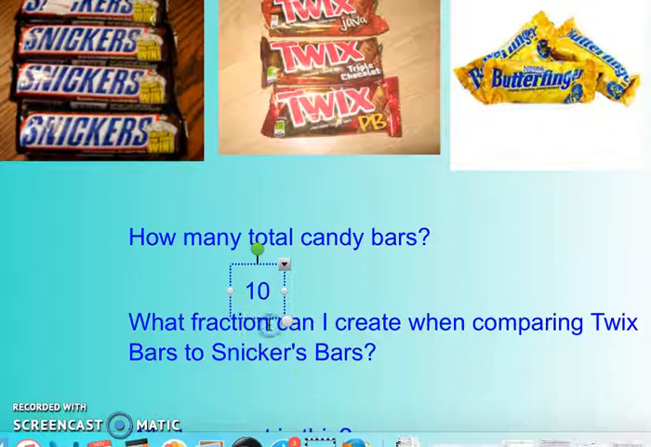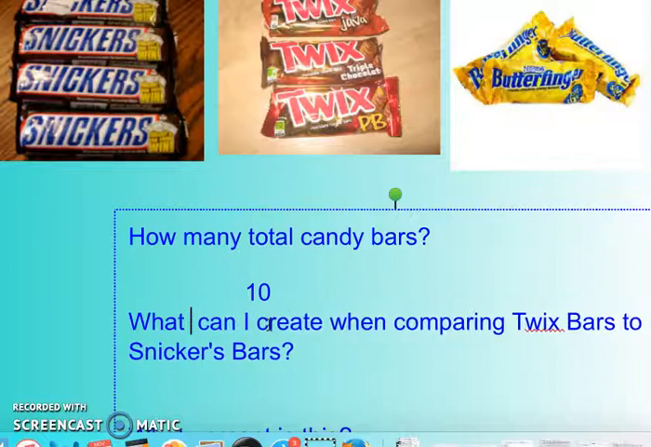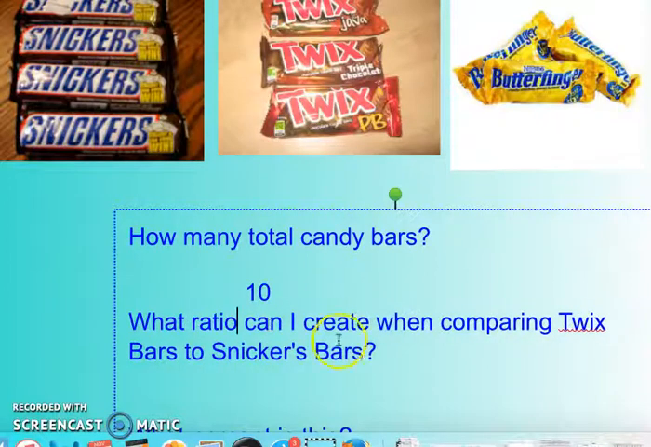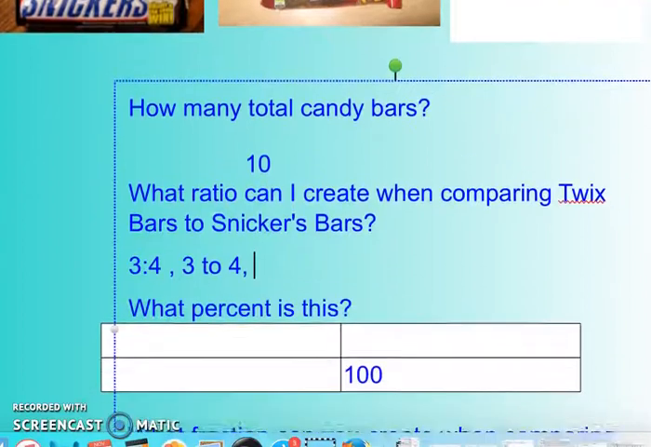This actually needs to say, whoops, ratio. What ratio can I create when comparing Twix bars to Snicker bars? How many Twix were there? 3. How many Snicker bars? 4. This is one way I can write it. I can write it like this. Or the third way is as a fraction. So let's do the fraction.